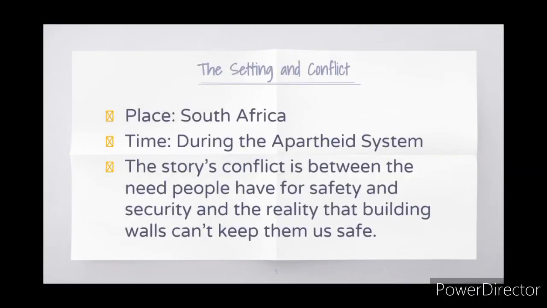The next element of the story is the setting and the conflict. Basically, the place of the story is South Africa and the time is during the apartheid system, or the policy of racial segregation. The conflict of the story is between the need people have for safety and security and the reality that building walls can keep them safe.